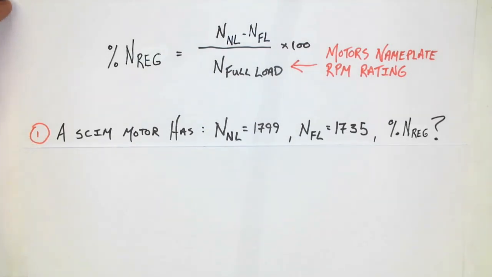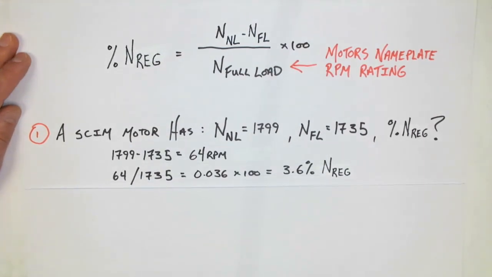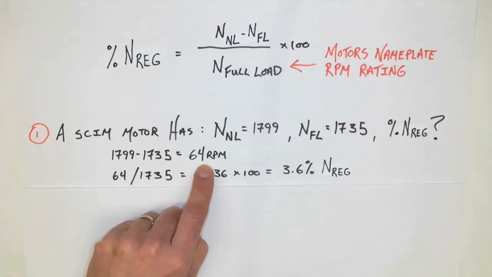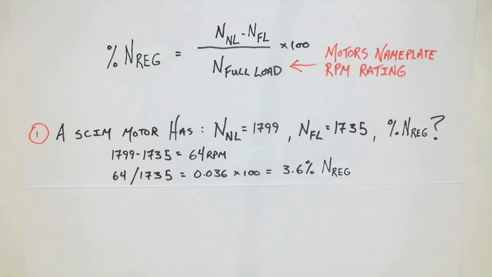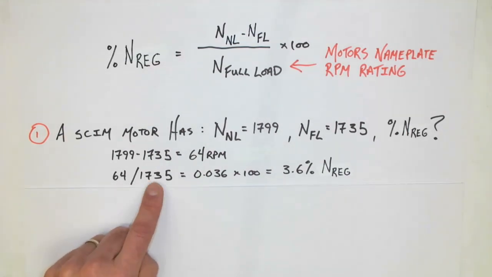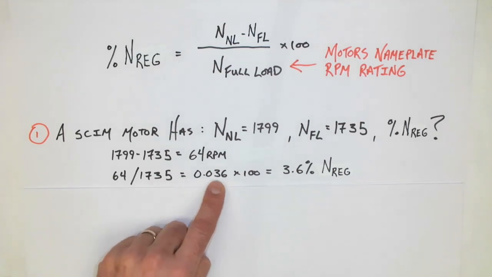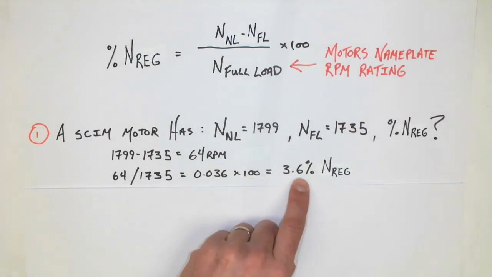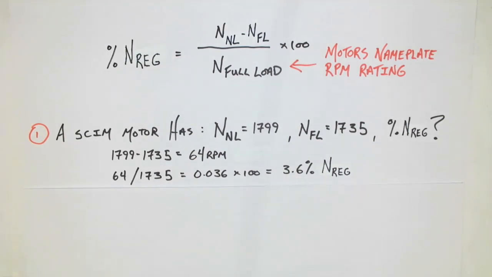So here's motor A. We've got a SCIM motor with a no load speed of 1799 RPM and a full load speed of 1735. What is the percent speed regulation? Well, for this motor, all we're going to do is take the two values, the no load, and subtract from it the full load. We end up with 64 RPM. That's the difference between the two. 64 divided by 1735, that is the full load speed, equals 0.036. To make it into a percent, we always multiply by 100, and we end up with 3.6% speed regulation. This is considered good.